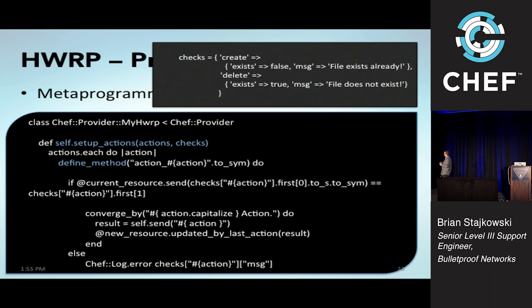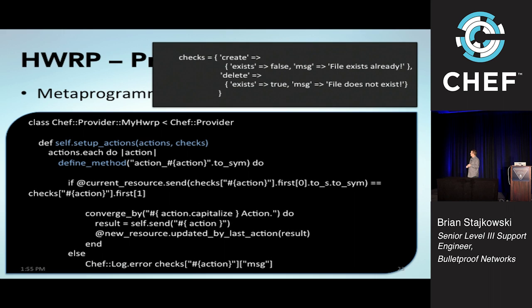So here's my setup actions method. I'm going to loop through those actions that I passed, which should be create and delete. And I'm going to use what's called dynamic method. And Ruby is wonderful at this. I can create a method on the fly that didn't exist before. And I'm calling define method, which creates that method. And I just pass a symbol of what that method name needs to be. So action becomes action underscore create, and it creates that method for me.